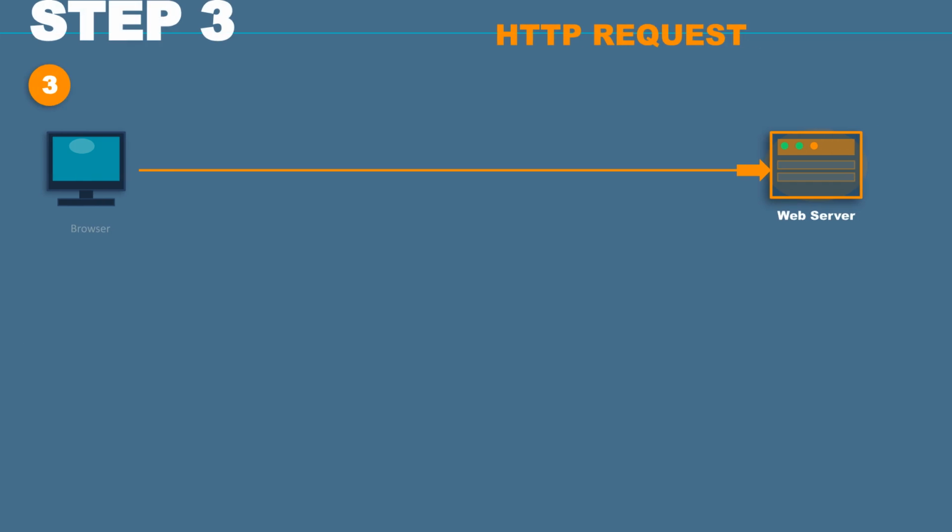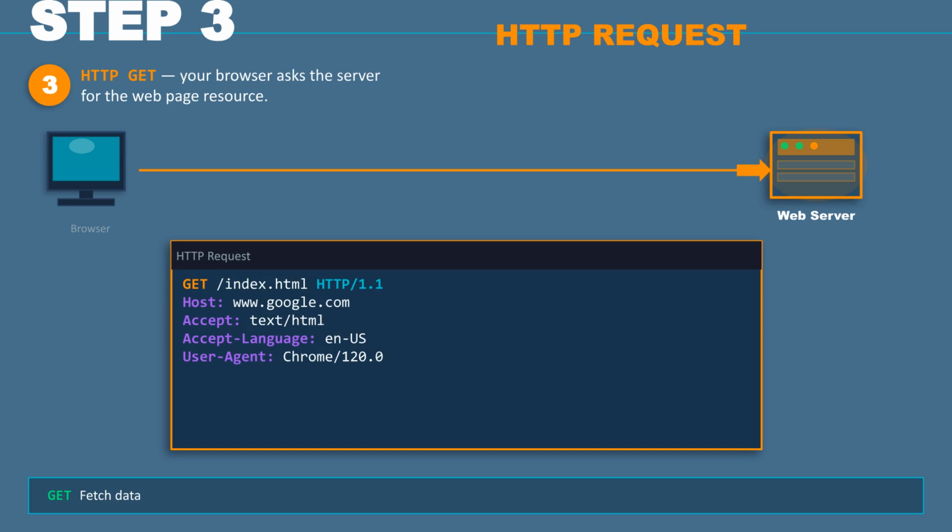Step 3 is the HTTP request, where your browser asks the server for the web page resource. This usually involves an HTTP GET request to fetch data, specifying the host, requested page, and other details. Other HTTP methods include POST to send data, PUT to update data, and DELETE to remove data.